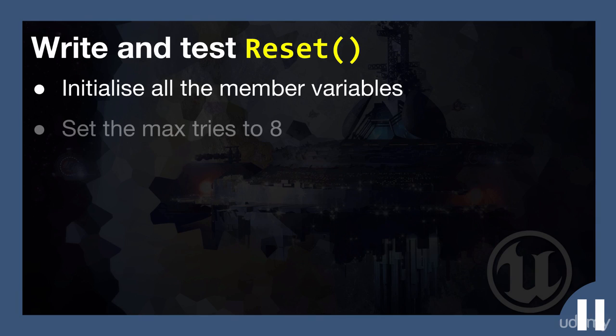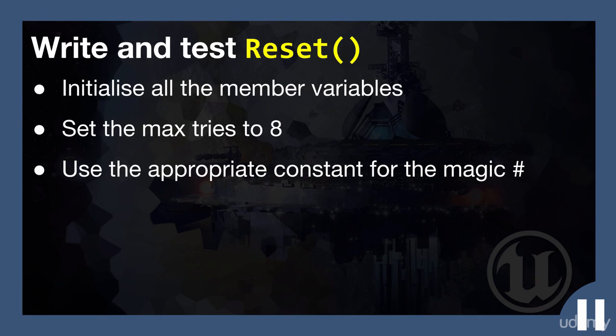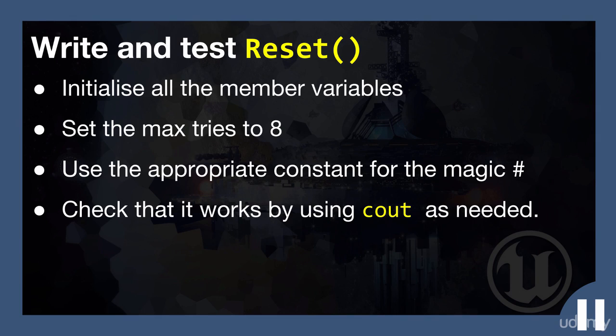Initialize all the member variables, set the max tries to 8 instead of 5, use the appropriate constant for the magic number, i.e. the number 8. Remember how we did that earlier? We said we don't ever assign numbers above 2 unless they're going to a constant. And check that it works by using cout, as you need to convince yourself that the reset method is working. And as a bonus, call reset from the constructor. But if you don't know what that means, then just don't do it, and you'll see my solution in a second. Okay, see you in a sec.